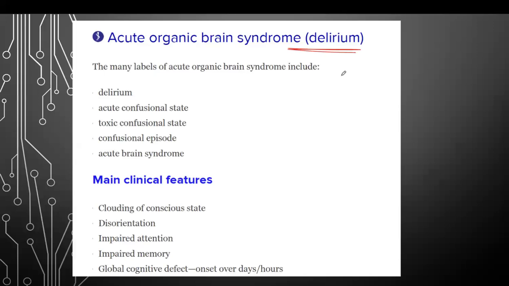Delirium has a lot of other names. So we have acute confusion, confusional episode, toxic confusional state, acute brain syndrome. So all of these are the same. But the main gist is when a patient suddenly becomes confused and disoriented, that's what we call delirium. So clouding of consciousness, disorientation, impaired attention, and it happens over hours and days.